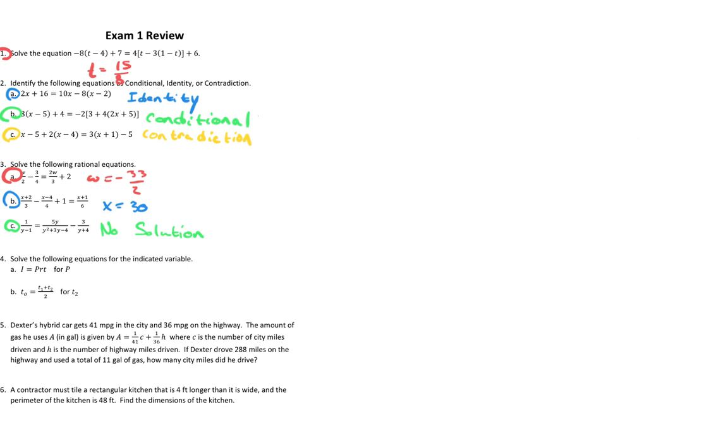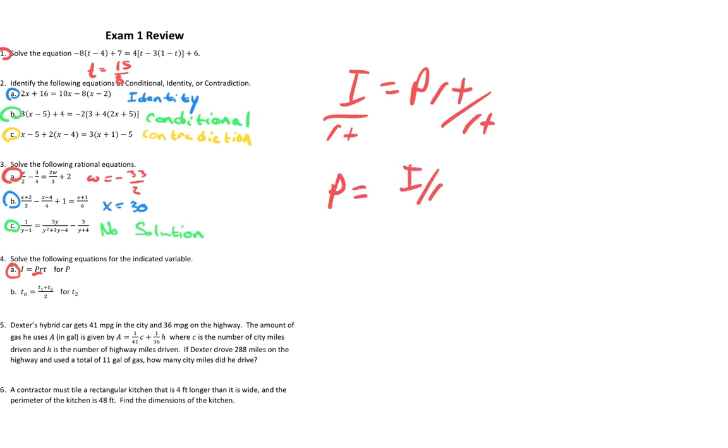Okay, we're going to solve question 4 now, part A. Oh, let me get my pen tool here. A, and we're going to solve for variable P. So I equals PRT. We divide both sides by R and T. And we get that P is equal to I over RT.